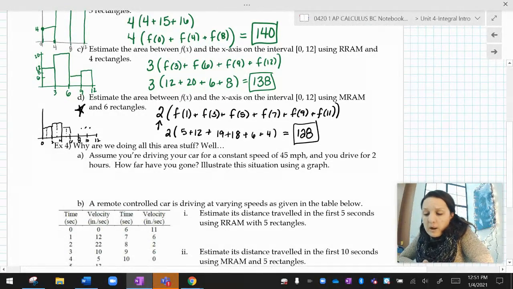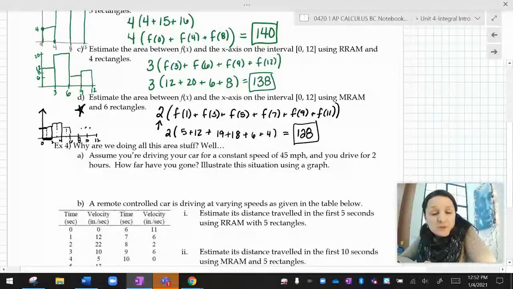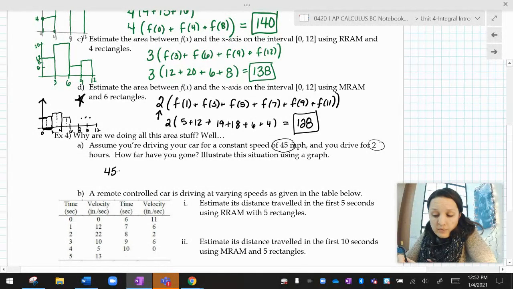All right, so why are we doing this area stuff? What's the point of finding the area under the curve other than, I told you could? Well, when you find the area under the curve, you're multiplying 2 things. You're multiplying the value from the y-axis times a distance on the x-axis. You're multiplying y times delta x. So assume you're driving a car at a constant speed of 45 miles an hour, and you drive for 2 hours. So if you've got your cruise set to 45 and you drive for 2 hours, you've gone 45 times 2, which is 90 miles.